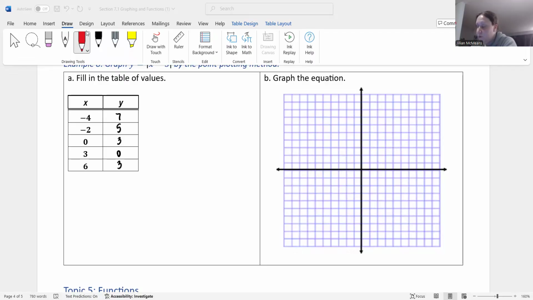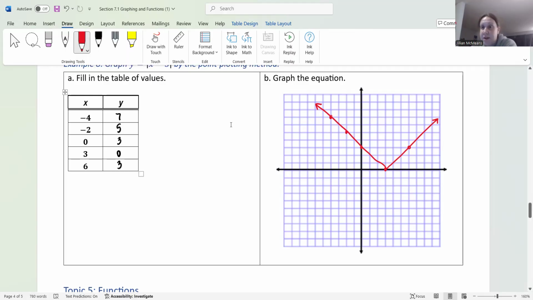Okay, so we need to plot our 4 points. So from the origin, we want to go to the left 4 and then up 7. So 1, 2, 3, 4, up 1, 2, 3, 4, 5, 6, 7. So that point is on the graph. And then we want to go -2 and then up 1, 2, 3, 4, 5. 0, we don't go left or right, we go up 3. And then from the origin, we go to the right 3, and then we stay there. And then from the origin, we go to the right 6, and then up 1, 2, 3. And remember, the graph this time had a nice, sharp point. All right, so make your V and just don't forget the arrows on your graph.